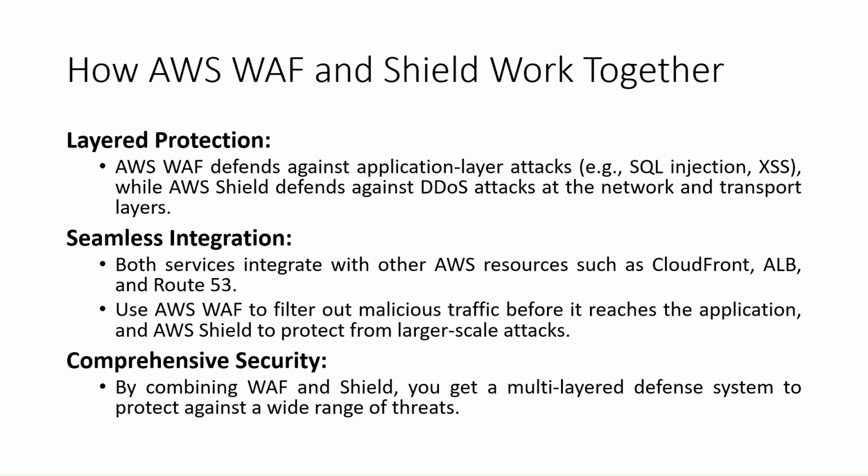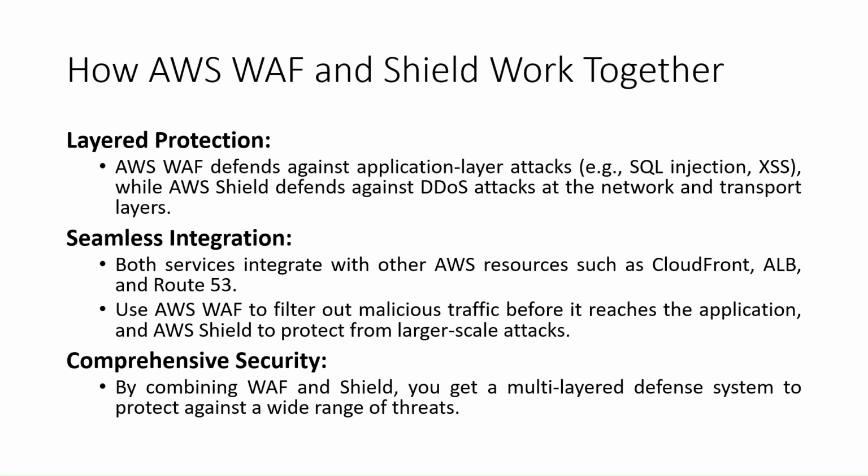Now let's see how AWS WAF and Shield work together. They provide layered protection. AWS WAF defends against application layer attacks, for example SQL injection or XSS, while AWS Shield defends against DDoS attacks at the network and transport layer. Both are seamlessly integrated with other AWS resources such as CloudFront, Application Load Balancer, and Route 53.